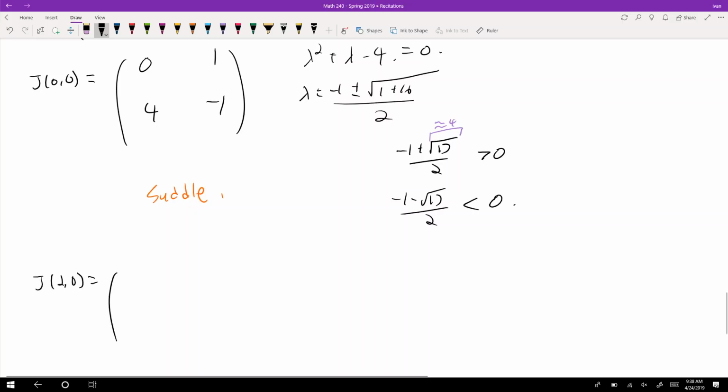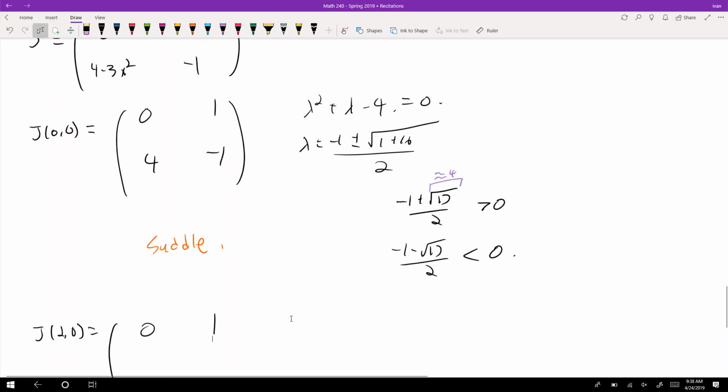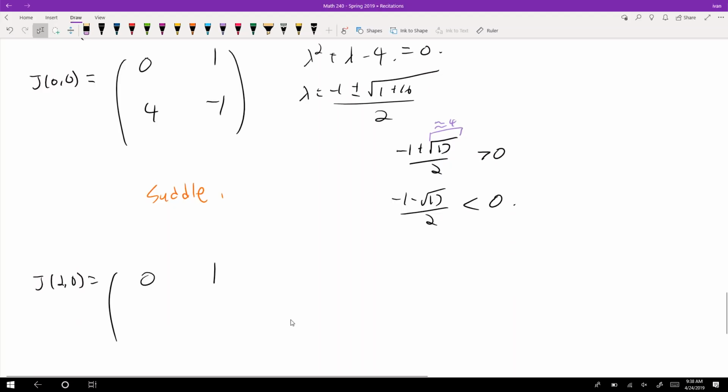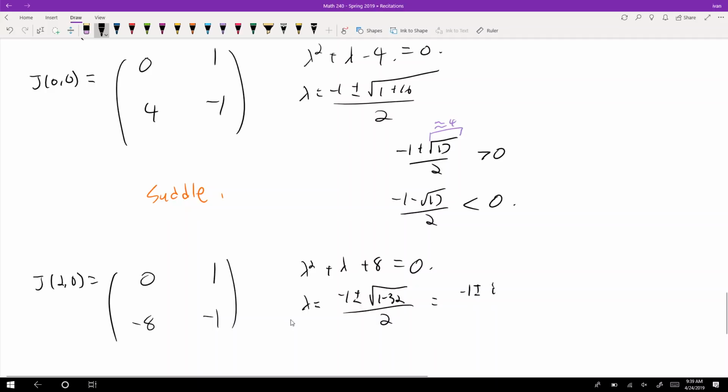Now let's take the Jacobian at 2, 0. That's going to be 0, 1, and then 4 minus 3 times 2 squared. So 4 minus 12 is negative 8. So 0, 1, negative 8, negative 1. All right, and we get lambda squared plus lambda plus 8 equals 0. Okay, and lambda is going to be negative 1 plus or minus root 1 minus 32, over 2. So negative 1 plus or minus i root 31 over 2.